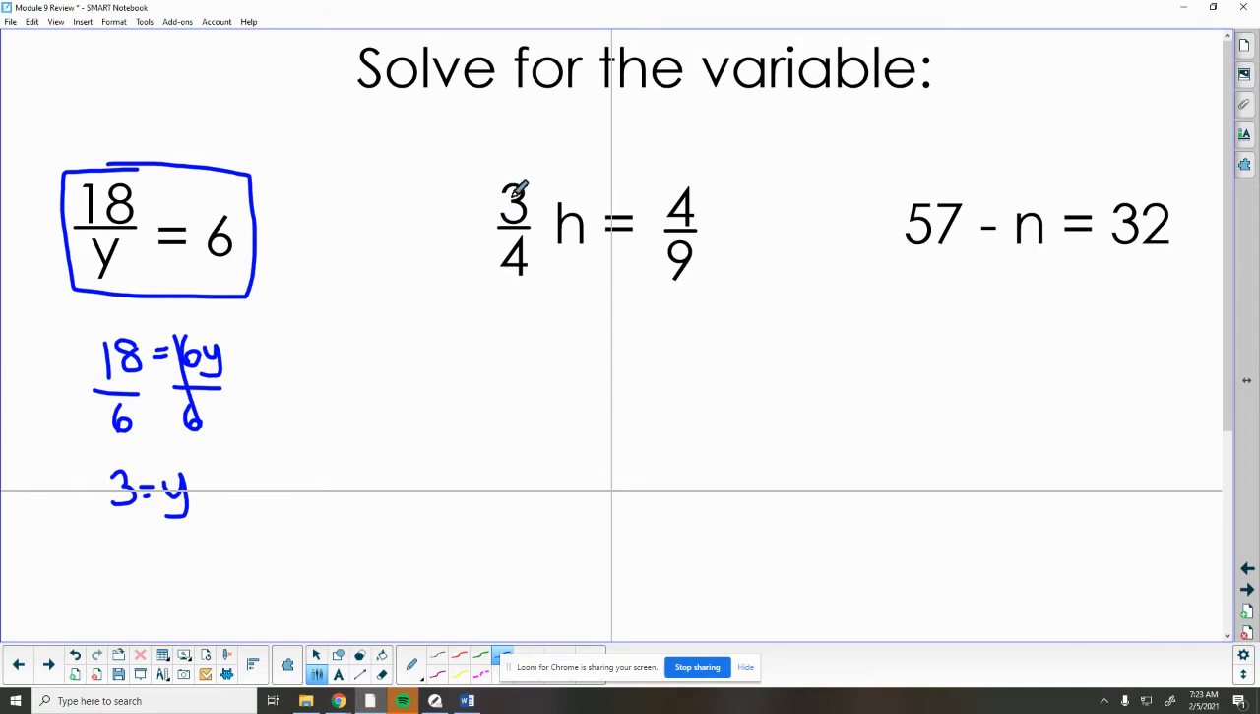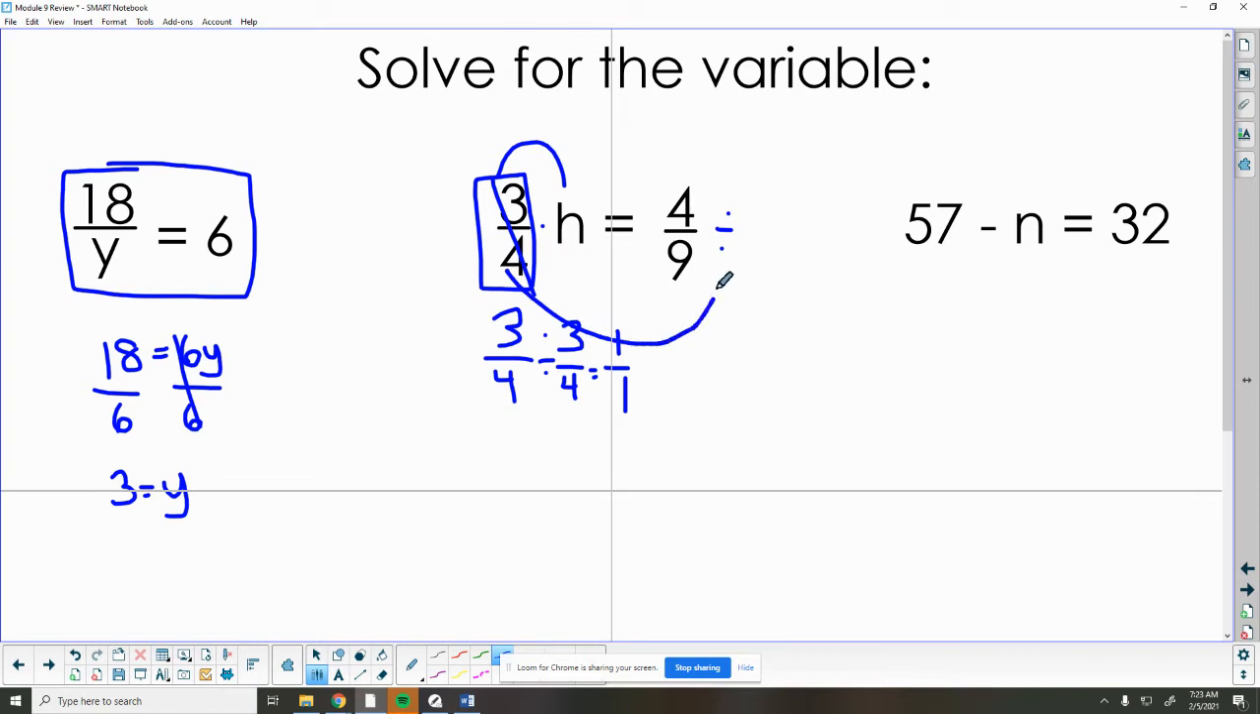Okay, let's try this one here. 3/4 h equals 4/9. So we have all the numbers here. We have this coefficient of 3/4. And we have 3/4 of h. We have 3/4 times h. So to undo multiplication, we divide by 3/4. So 3/4 divided by 3/4 is 1/1. We have 1h left. Now we need to do the same thing over here.